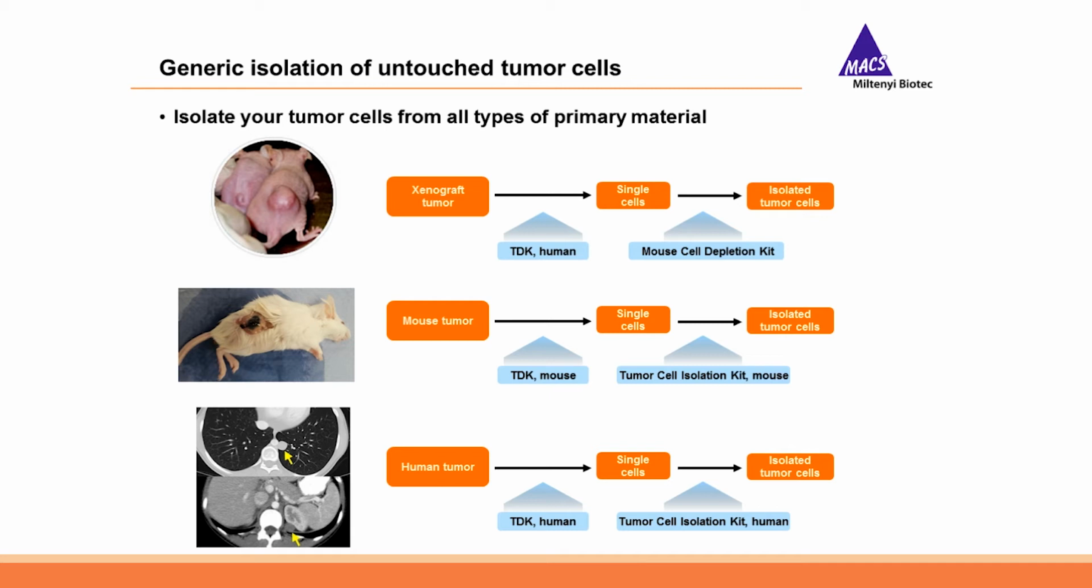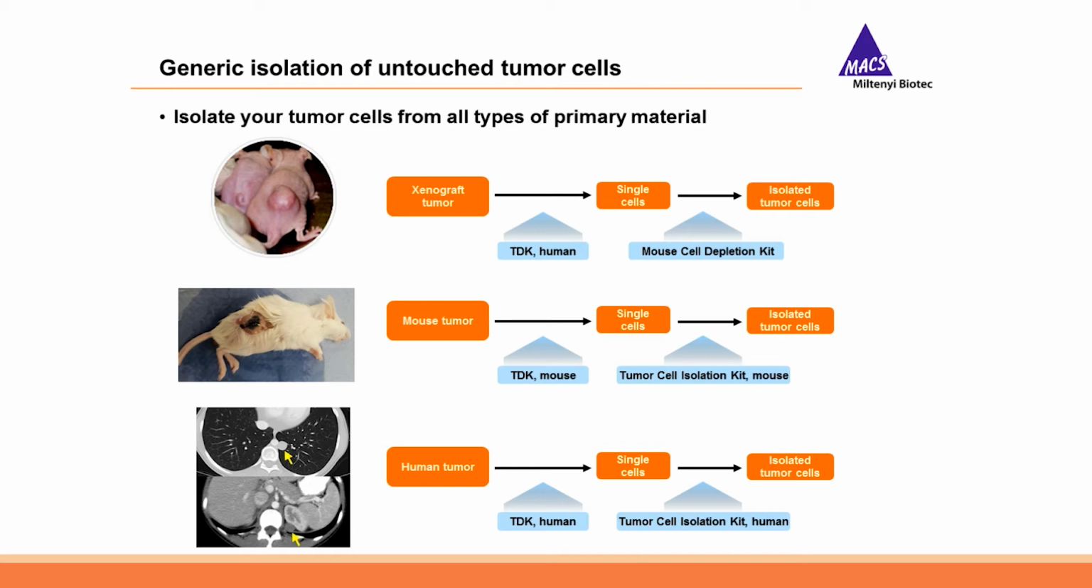So let's talk now about the isolation of untouched tumor cells. In principle, there are three major starting materials from which you can isolate tumor cells. Xenografted tumors, so human tumors growing in a mouse, pure mouse tumors growing in a mouse setting, and of course primary human tumors. And for all of these tumors, we have developed optimized methods for dissociation and also for isolation of the cells, which I will show you now.